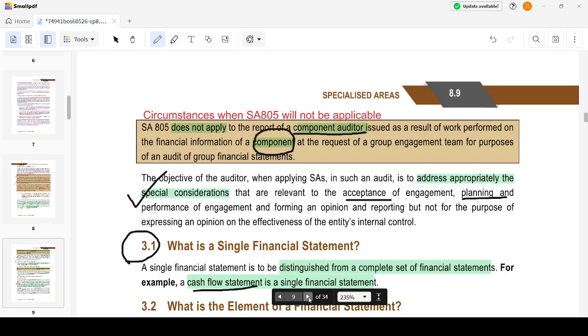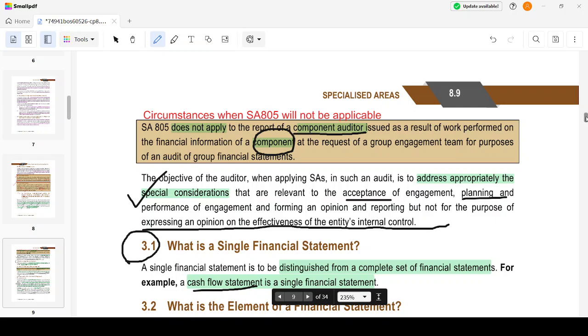What is the objective of the auditor in this standard? It is to address appropriately the special considerations that are relevant in relation to acceptance, planning and performance, and forming an opinion and reporting, but not for the purpose of expressing an opinion on the effectiveness of internal control. This could be an MCQ. So I am going to give an opinion on the single financial statement or specific element, but I am not going to opine on the effectiveness of internal control, because internal control is wide and vast. I cannot justify it just by doing a particular element audit. That's what I'm telling you.